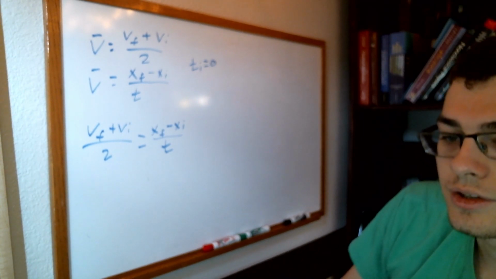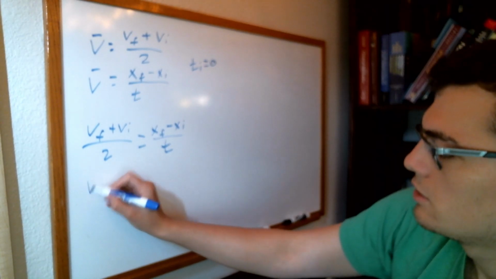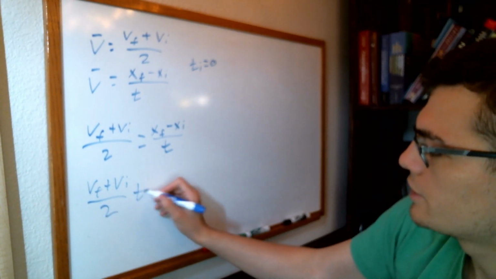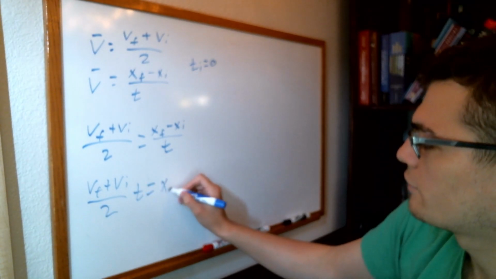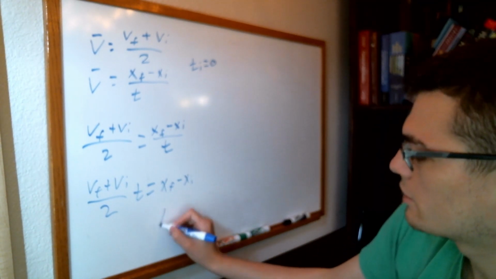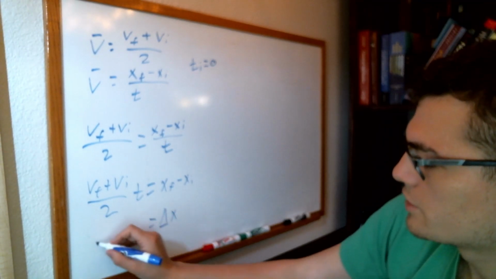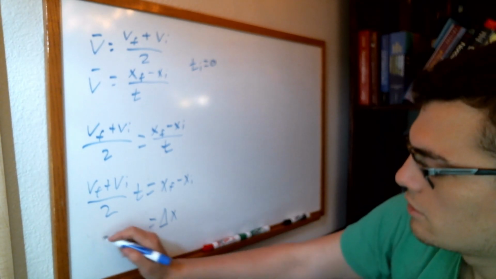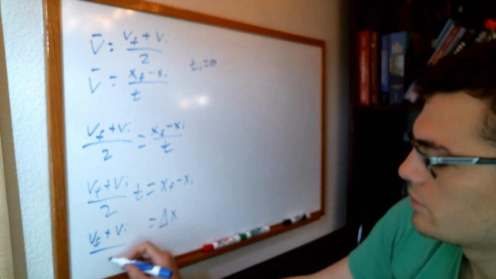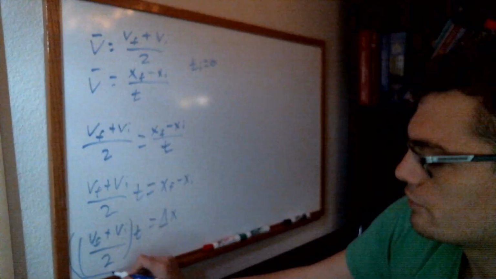And then if we take this equation and we multiply both sides by t, we get vf plus vi over 2 times t is equal to xf minus xi. And then, like we said before, we can make this equal to delta x. And then this side will just stay the same. So we'll have vf plus vi over 2 times t, but you get the picture. And we can derive another useful relationship.